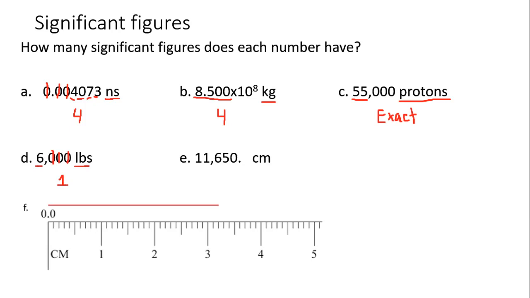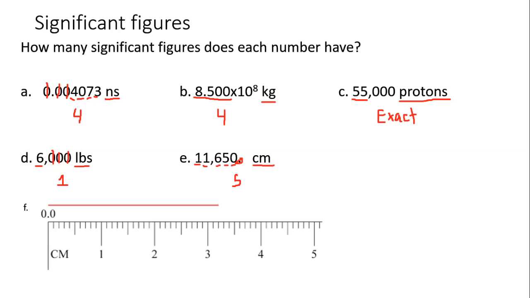And then lastly, we go to 11,650 centimeters. Again, centimeter is a measured quantity. So again, the non-zero digits are significant, so the 1s, the 6, and the 5. Now notice here that this number has a decimal point. So since it has a decimal point, that 0 is significant. So this would have 5 significant figures.